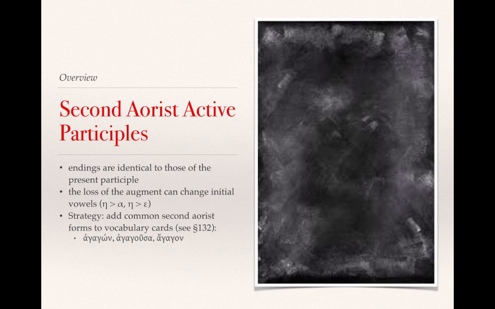Agagon, agagusa, agagan is having led. Idon, idusa, idan is having seen. Elthon, elthusa, elthan is having come or having gone. Labon, labusa, laban is having received or having taken. Apon, apusa, apon is having said.